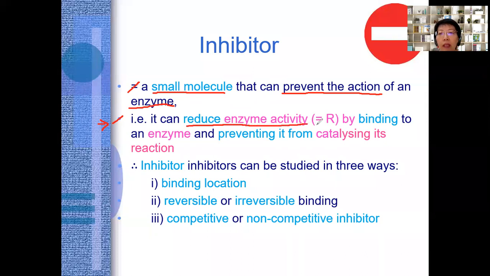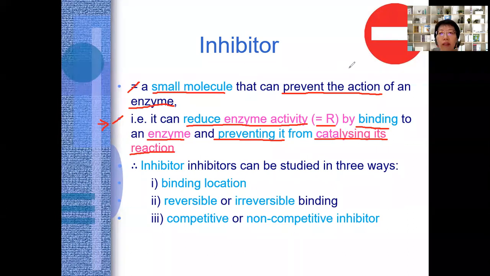Now I said enzyme activity is the rate of reaction, the rate of enzyme-catalyzed reaction. So how does it reduce it? By binding to the enzyme and therefore preventing it from catalyzing its reaction. So this is the elaboration of point number one. Let's say, for example, the question is a 3-mark question. If you write the first point, you get 1 mark, right? So how are you going to get the second and third marks? It is in the second point here, which you need to elaborate.